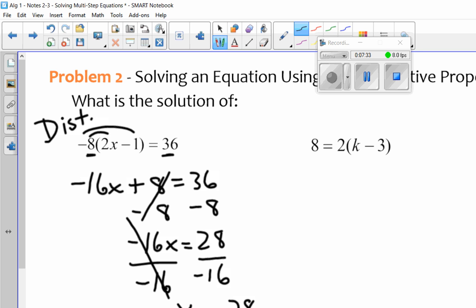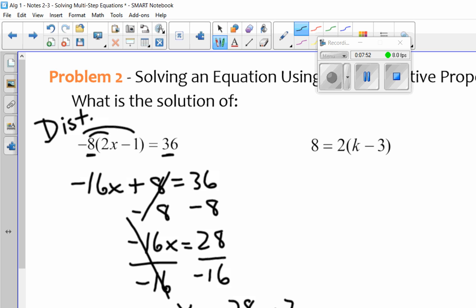Okay, so I ask myself, can something go into both 28 and 16? If you know your times tables well, you'll know that 4 goes into both of these. So 4 goes into 28 7 times, and 4 goes into 16 4 times.